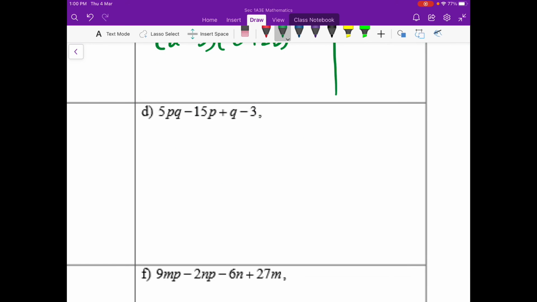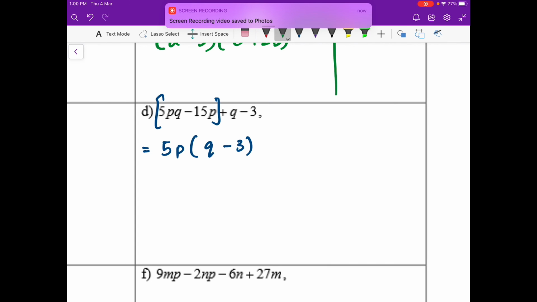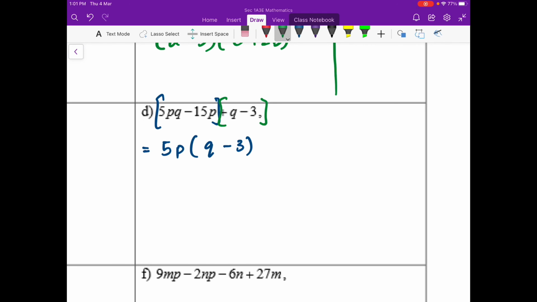Now let's see what happens. Here we have 5p, q minus 3. Pair the next two up. Positive q minus 3. What is the common factor? 1. 1 is the common factor? Yeah, you're not wrong. Yeah, it is 1. Positive 1, q minus 3.